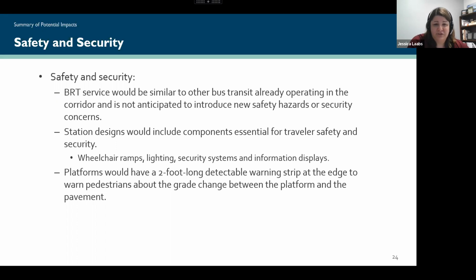So these stations would have wheelchair ADA ramps, lighting, security systems, and information displays that all contribute to traveler safety and security. And then just worth noting too, on these BRT platforms, there is a warning strip installed at the edge to warn pedestrians about the change between the platform and the pavement, to warn them of that step. So no adverse impacts relative to safety and security are anticipated.